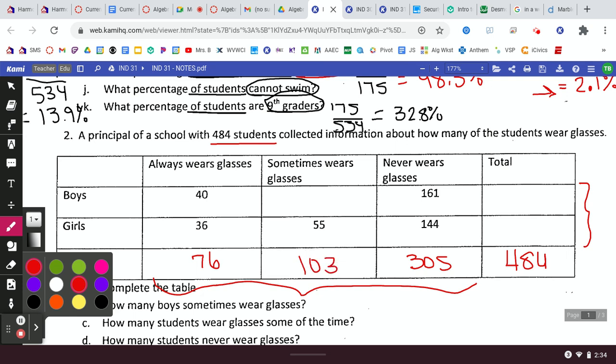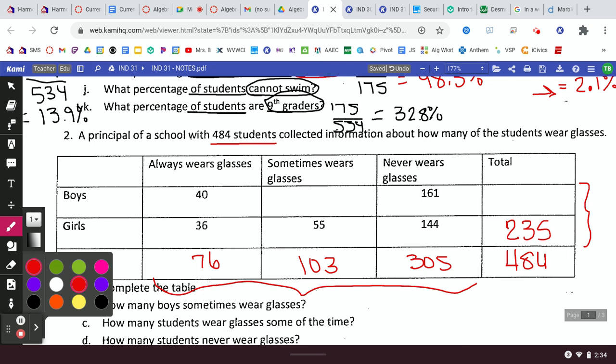So now we know that 76 always wear glasses, 103 sometimes do, 305 never do, and that total should add up to 484. Well, now we also can add all the way across the girls, right? That information's all there already. So if we add up straight across the girls, we know the total number of girls in the school is 36 plus 55 plus 144. So that gives us 235. And now there's a couple ways we can back into both of the two open spots.